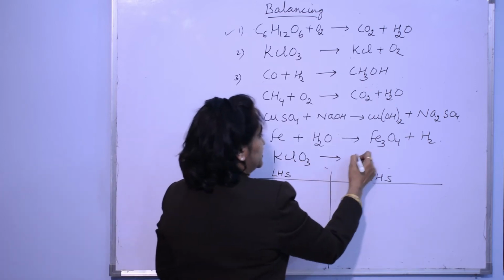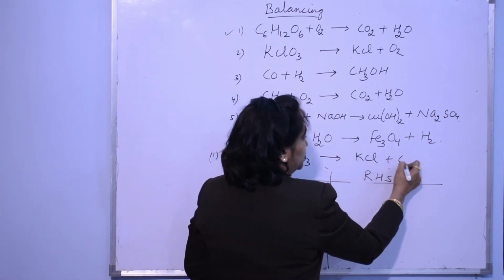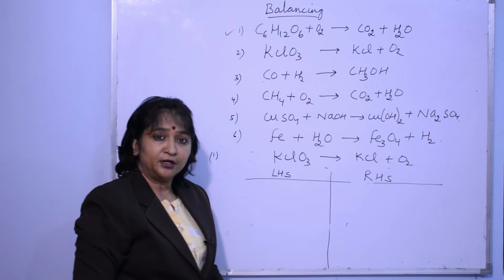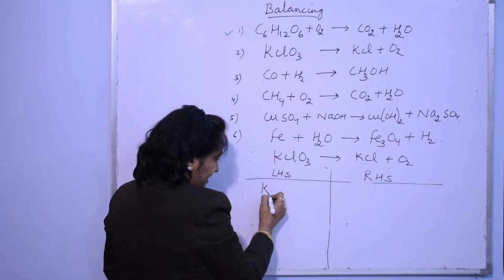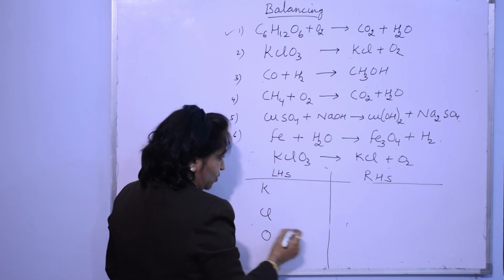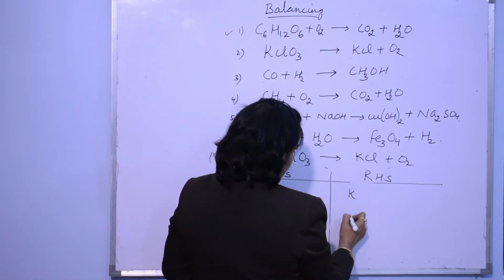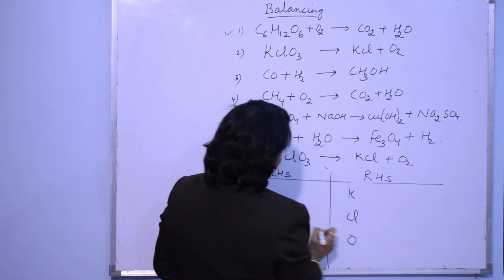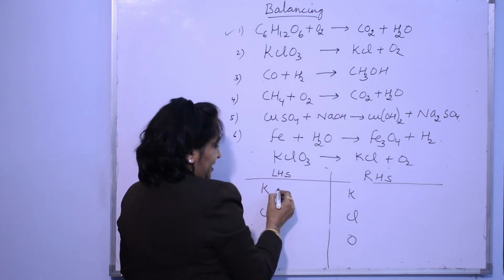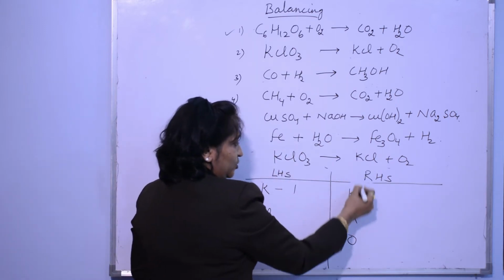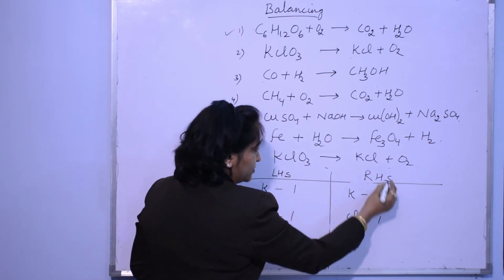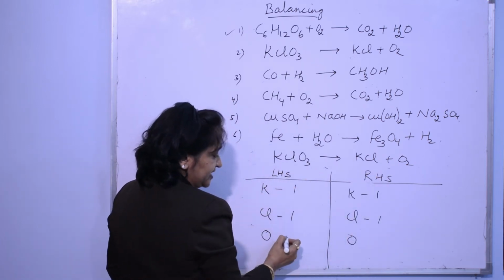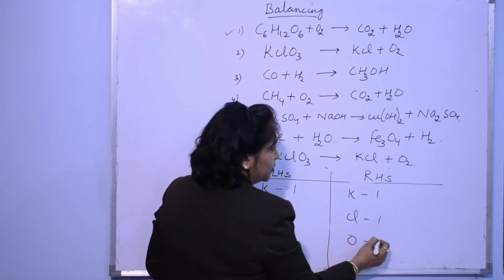KClO3 forms KCl plus O2. Again children, you will write different atoms: K, Cl, O. Potassium is 1. Here also it is 1. Chlorine is 1. Here chlorine is 1. Here oxygen you can see it is 3, and here oxygen is 2.